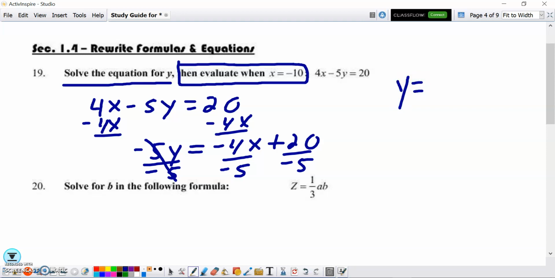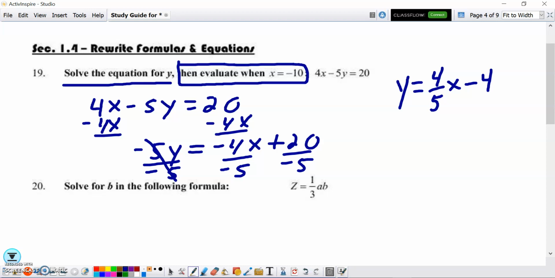Now, -4 over -5, we're going to leave that as a fraction. That becomes positive 4/5 x. And then a positive 20 divided by a -5, that is going to become a negative or -4. So the first step is done. We have got the y by itself.